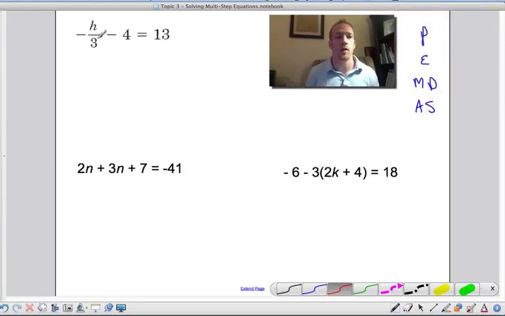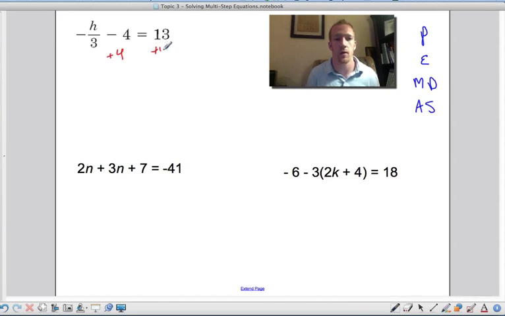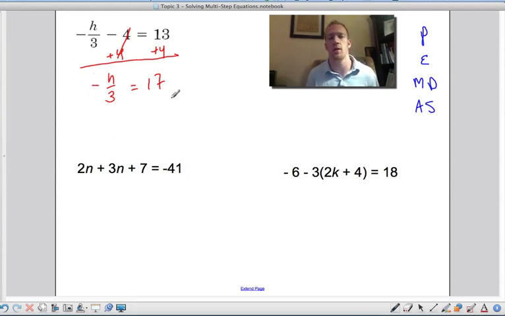So here, I don't multiply by 3 first, because if I did that, I'd have to multiply both these things by 3, and usually people forget to do that. So I'm going to add 4. Alright, and that makes it simpler. So I have negative h over 3 equals 13 over 4 is 17. Alright, so this is like the ones we did before, but there's a negative here now. That's why we did so many examples, so you can see all the little different quirks.